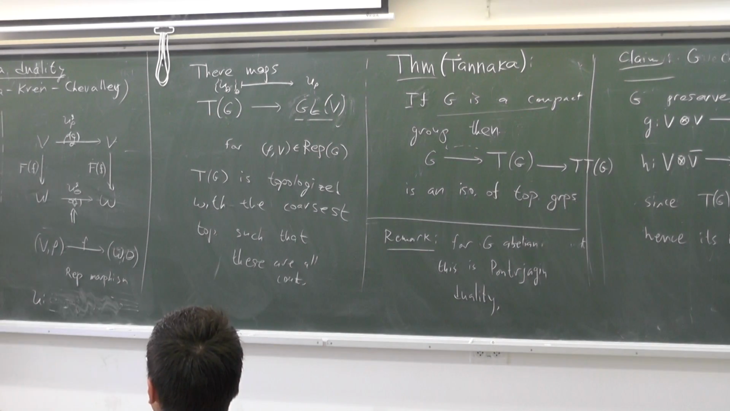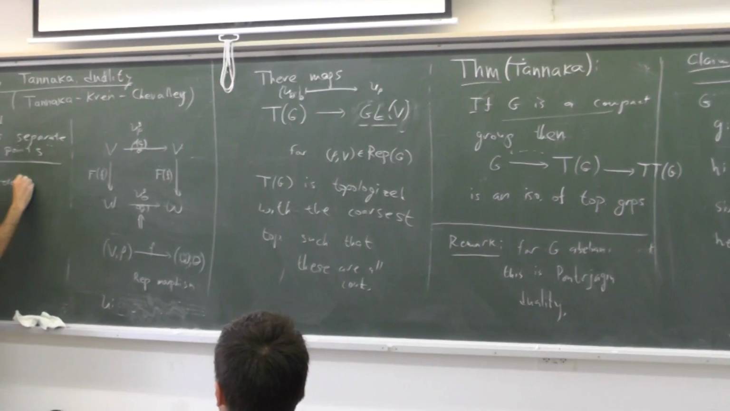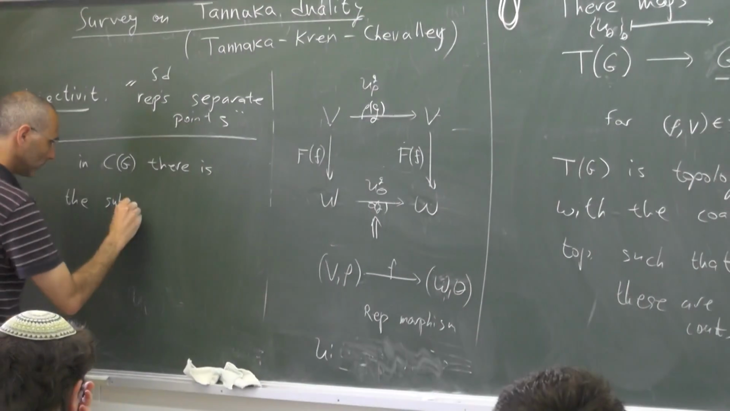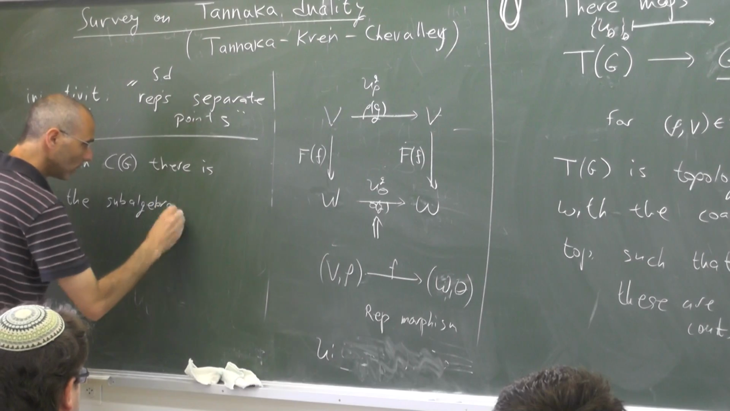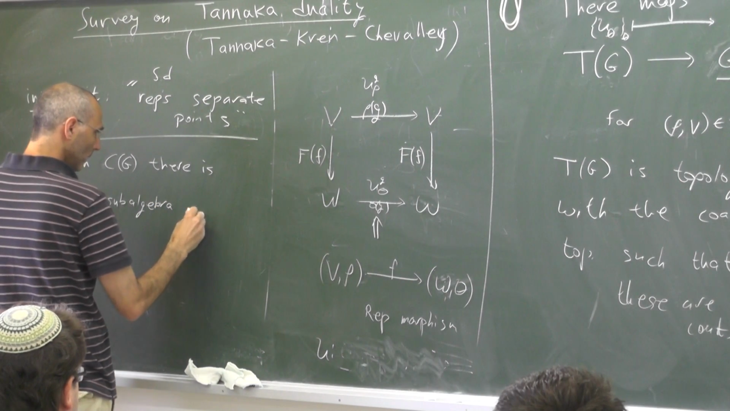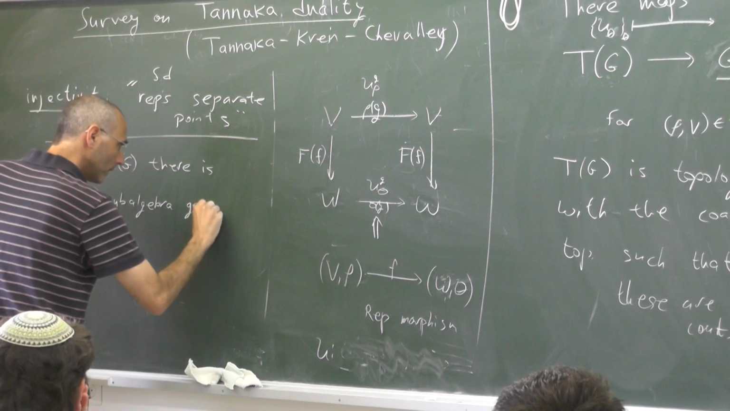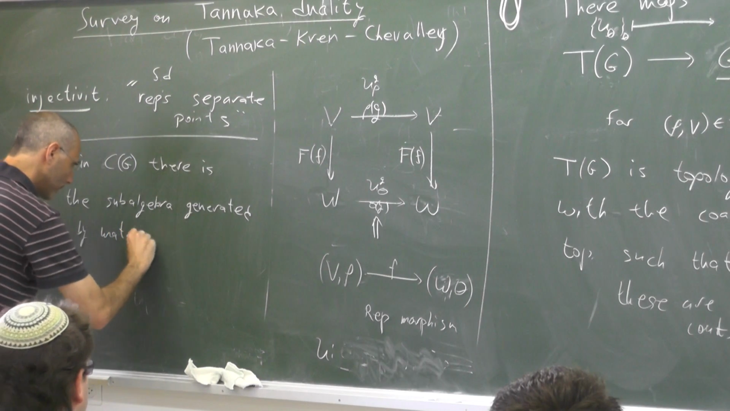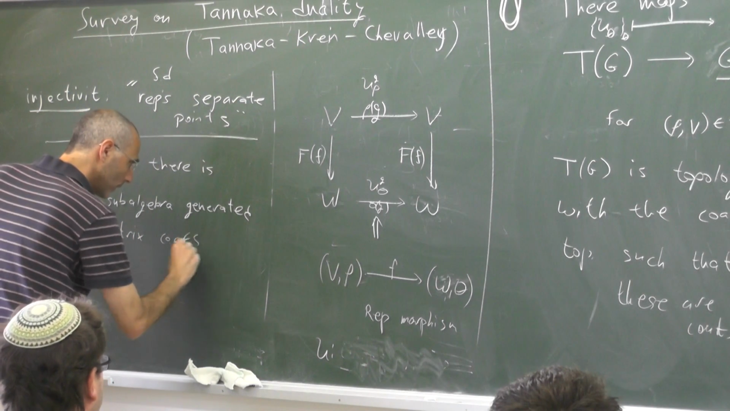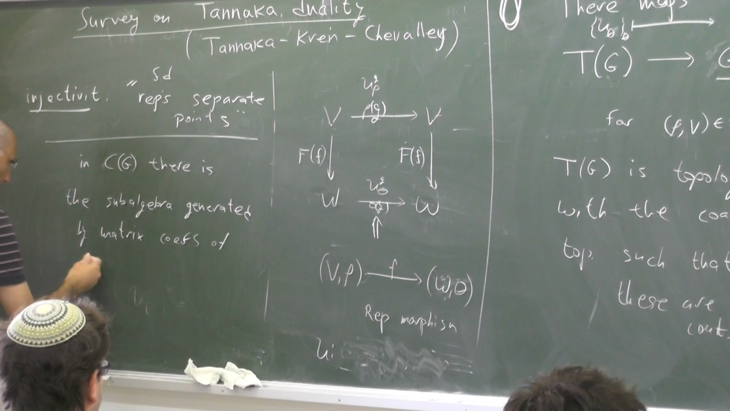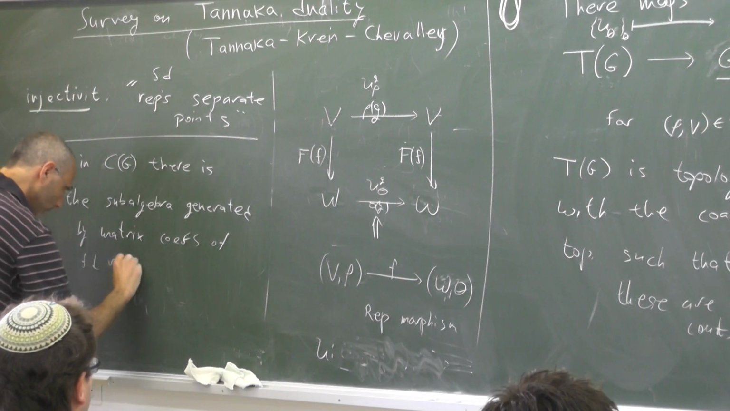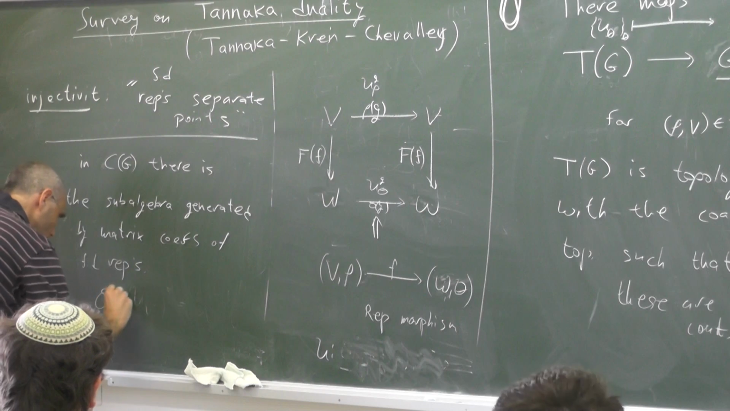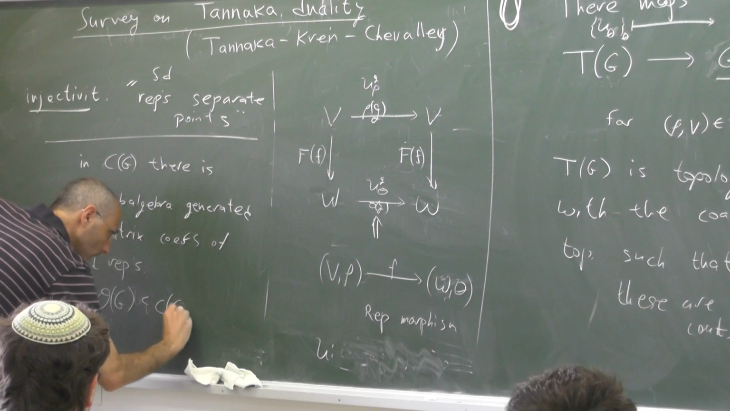So in C of G, there is a nice subalgebra, the subalgebra generated by matrix coefficients of finite dimensional representations. Maybe let's call it OG in CG.